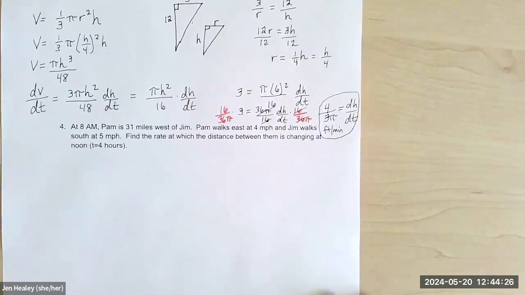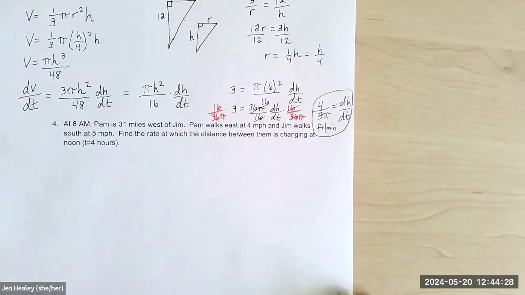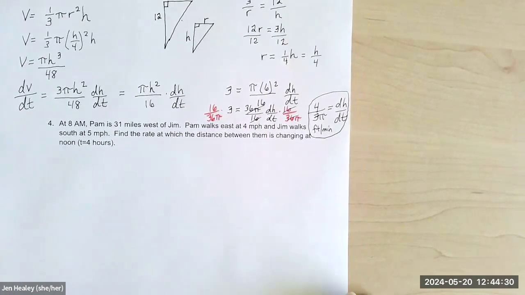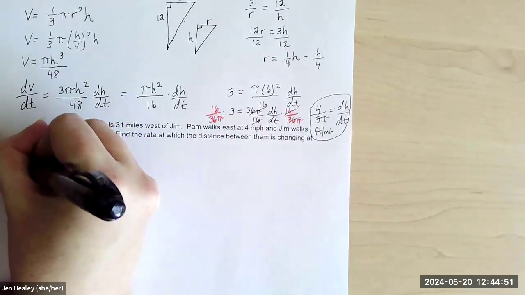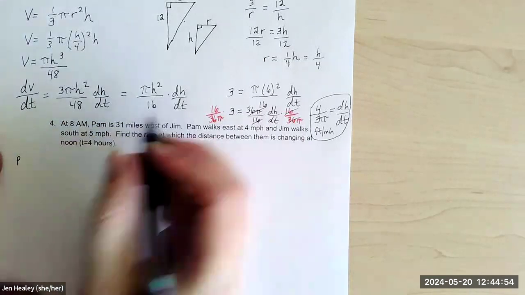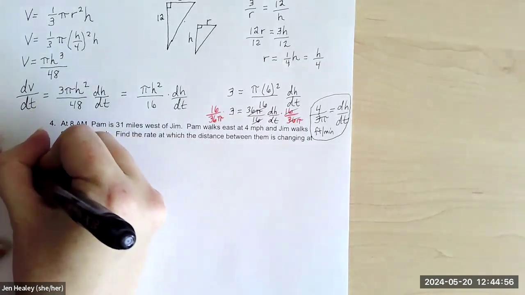Sometimes we don't have that kind of formula. So this next one isn't going to be quite as straightforward with, like, what formula am I using? Because it's a scenario. So we have to think a little bit about what we do know about some of these distances. So it says at 8 a.m., Pam is 31 miles west of Jim. Okay. So I'll put Pam over here, and she's to the west of Jim.